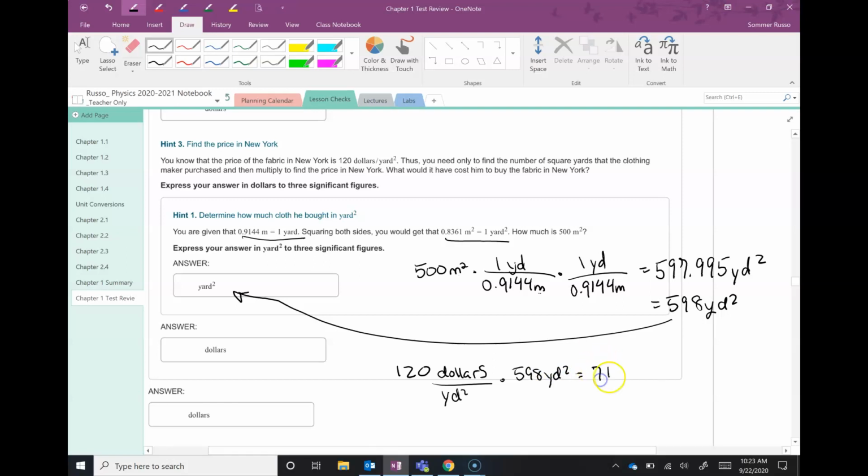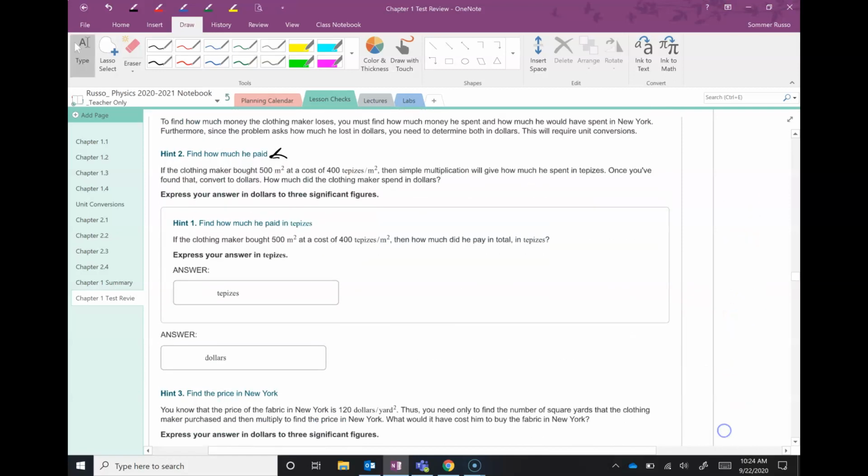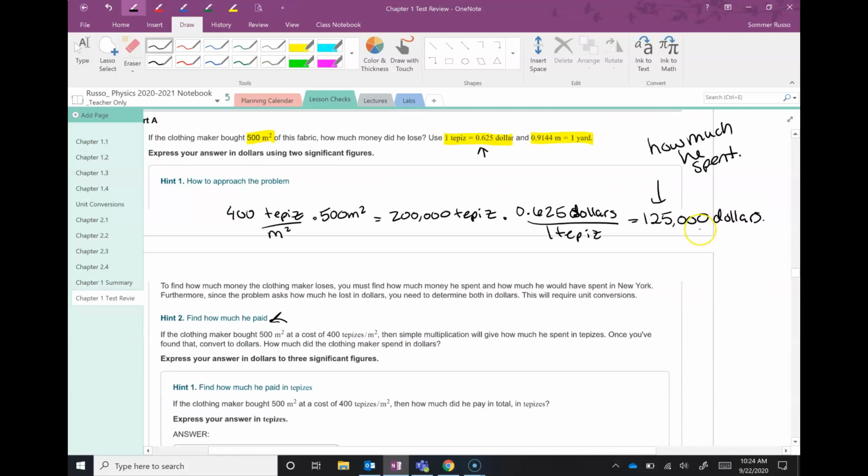And we get $71,759. And this is how much he made. Remember, our ultimate goal here is to find out how much money he lost from this transaction. This is how much he was able to sell the cloth for, but this number up here is how much he spent to get it. So we need to find the difference between that.